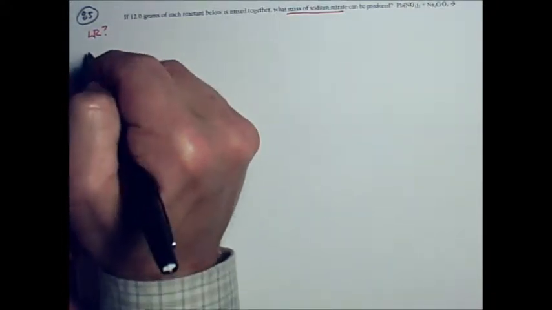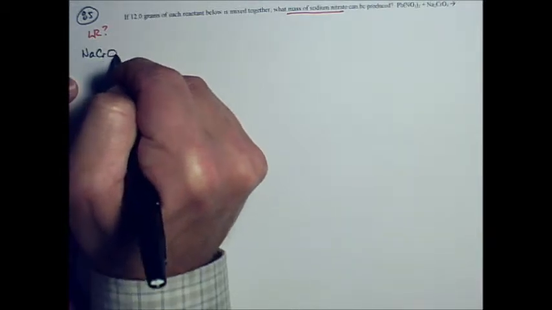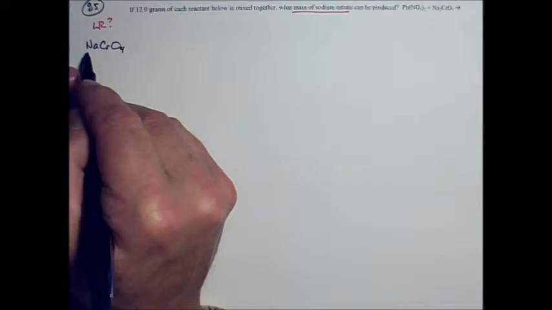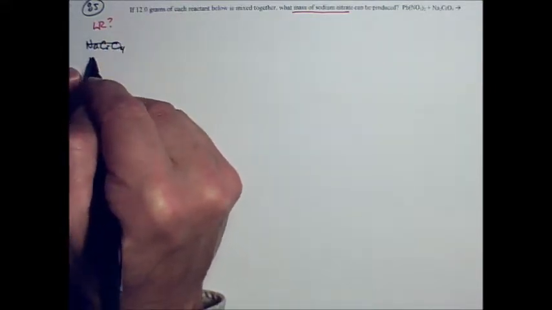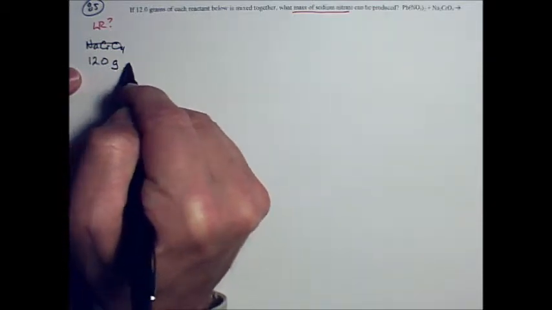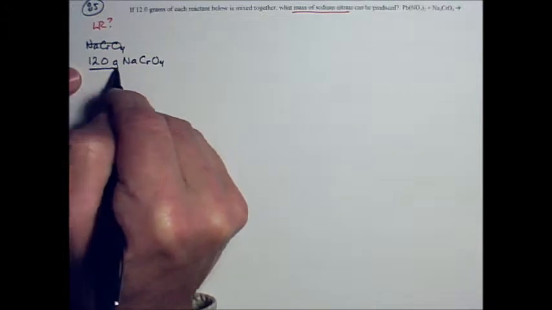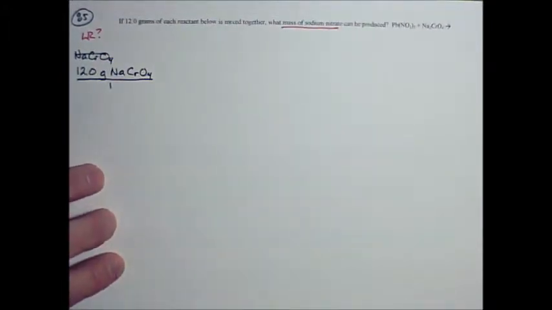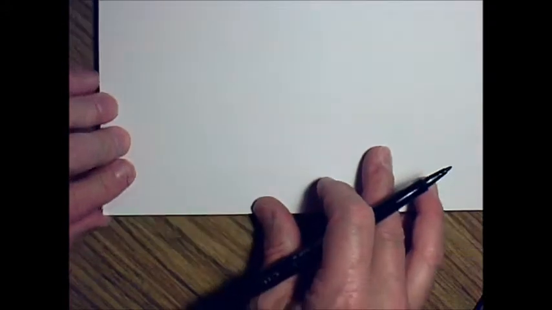Alright, so we're going to start with sodium chromate. Here's sodium chromate. Okay. So we need to start with 12 grams of that. Let's move that down here. 12.0 grams of sodium chromate, and put that over 1. We've got to get from grams of sodium chromate to the moles of sodium chromate. And for that we're going to need what? Molar mass.